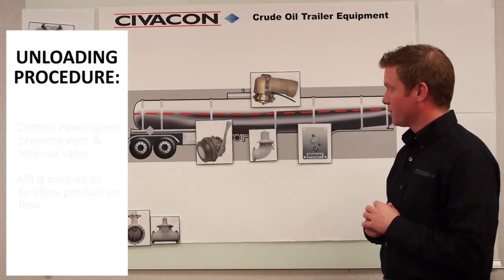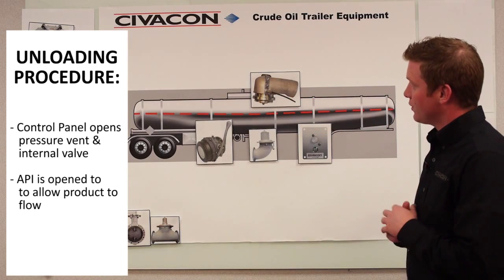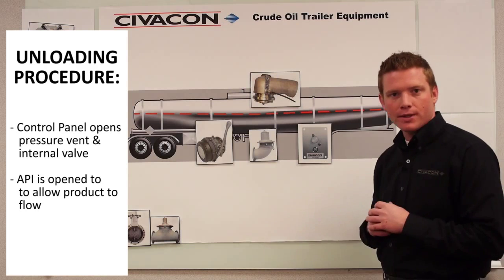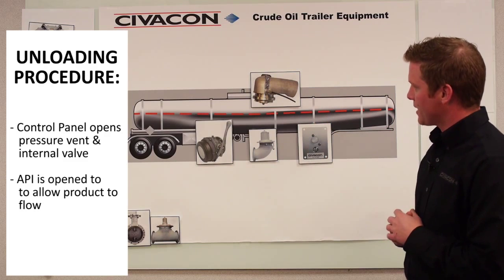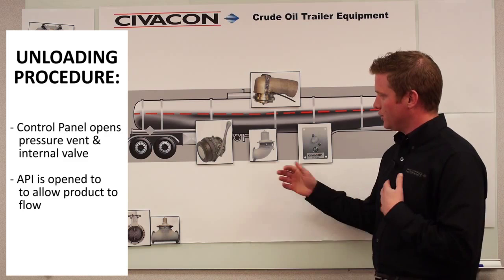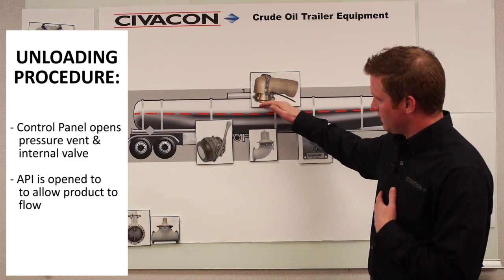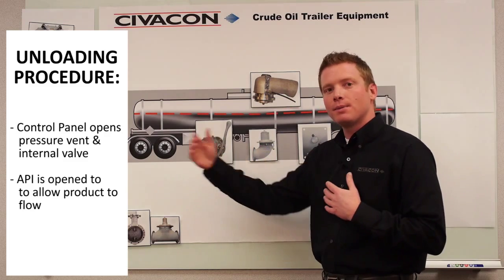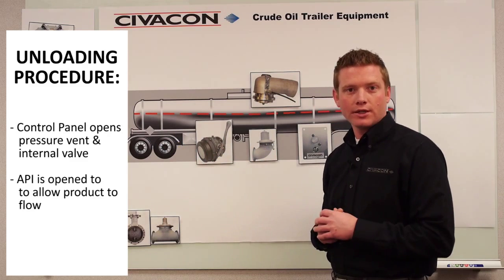So unloading a crude oil trailer. Again, you want to make sure that your vapor recovery, your vapor vent is open and your internal valves are open. That's going to be done with a control panel. So once you open your vent and your internal valve, the crude is going to be fed through the internal valve, through the API, and it's going to be pumped off to whatever unload site that they're going to.